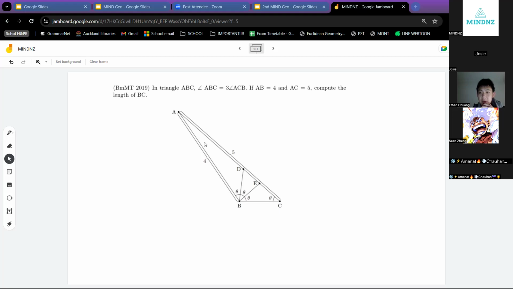Is EC equal to 1? Yes, EC is equal to 1, but let's forget about that for a second. Let's focus only on trying to find similar triangles. How would we try to find similar triangles? Are we going to use angle angle, side angle side, or side side side? Which method do you think would be the best in this case?